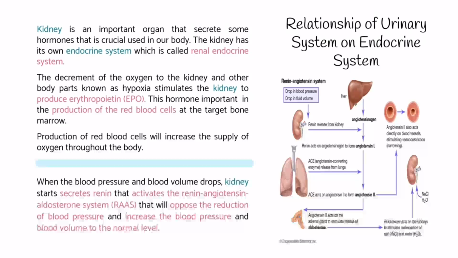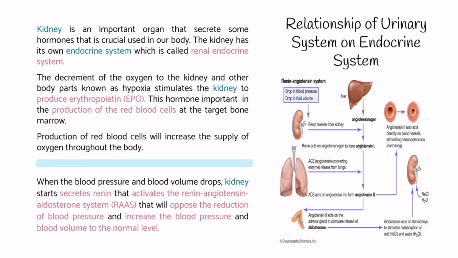For the relationship of the urinary system with the endocrine system, the kidney is an important organ that secretes some hormones that are crucial for use in our body. The kidney has its own endocrine system, which is called the renal endocrine system. The decrement of oxygen to the kidney and other body parts, known as hypoxia, stimulates the kidney to produce erythropoietin, EPO. This hormone is important in the production of red blood cells at the target bone marrow. Production of red blood cells will increase the supply of oxygen throughout the body.